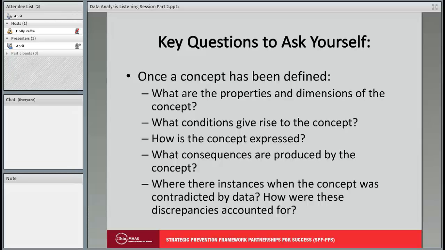What consequences are produced? And are there instances when the concept was contradicted by the data? How can you account for these discrepancies? Again, if you see differences, what is it about that local context, the conditions, properties, dimensions, and consequences that may be able to explain that discrepancy? So we're taking just the sorting of our categories to the next level with these questions, to explain the properties, dimensions, conditions, and consequences for each of our concepts.